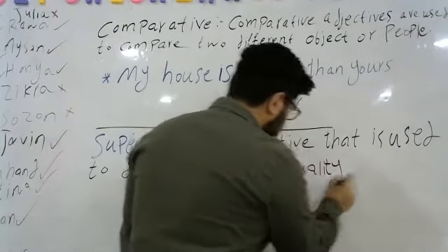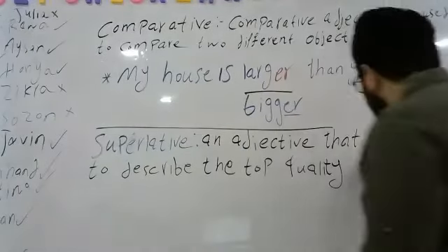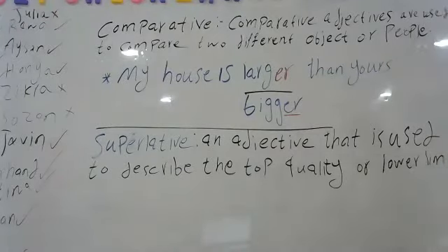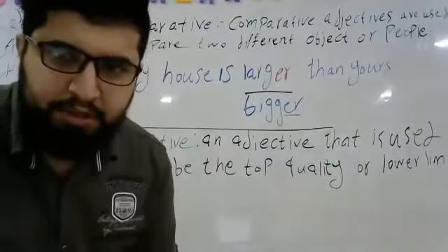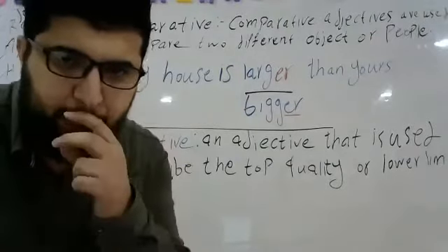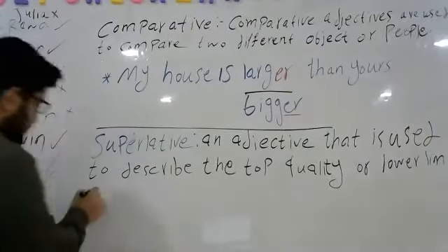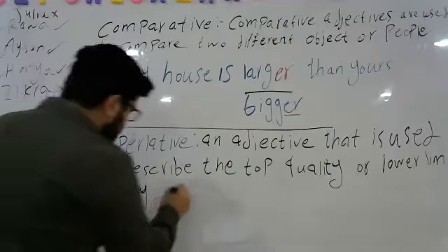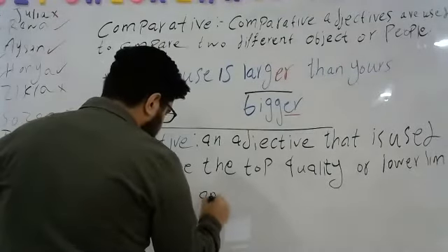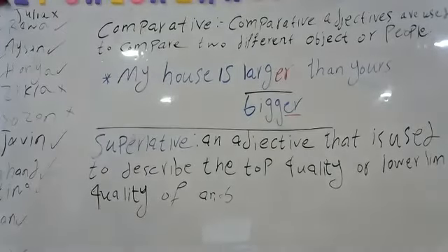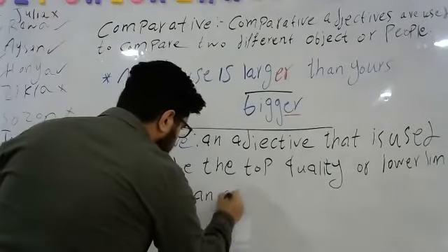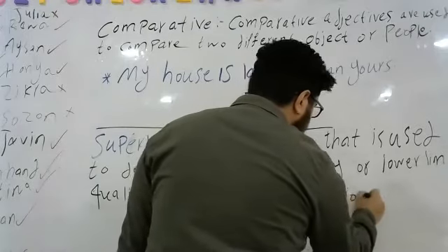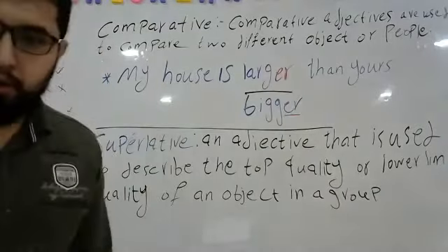Quality, this is Q, okay? The top quality or lower limit, to describe the top quality or lower limit quality of an object in a group. Okay? In a group. Don't forget that.